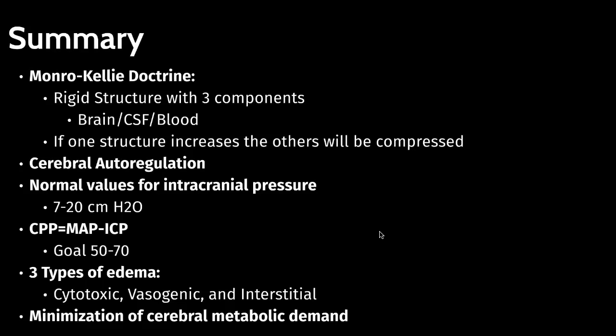We discussed normal values for intracranial pressure of being between 7 and 20. We discussed the concept of cerebral perfusion pressure, mean arterial pressure minus ICP, and in patients greater than 18 having a goal of 50 to 70. But if you're in that young age range from 0 to 6, maybe it should only be greater than 40. And if you're between 6 to 18, maybe it just needs to be greater than 50.